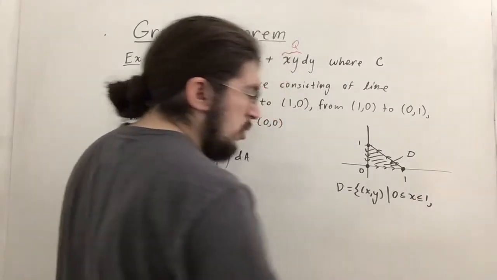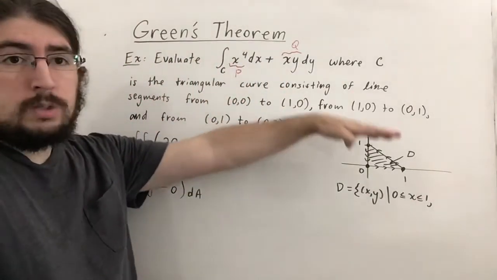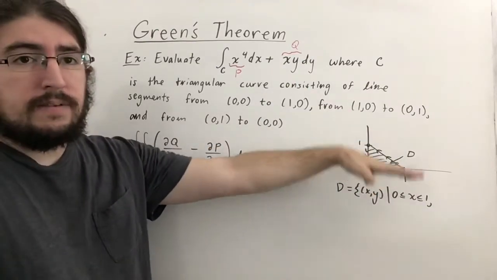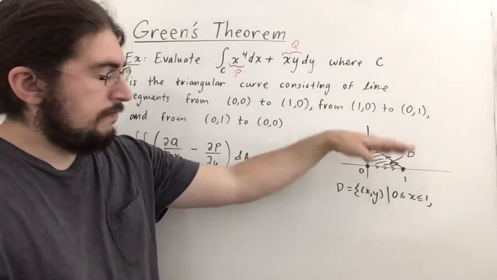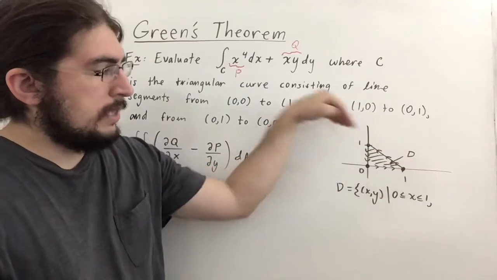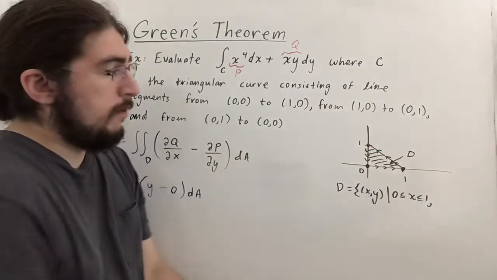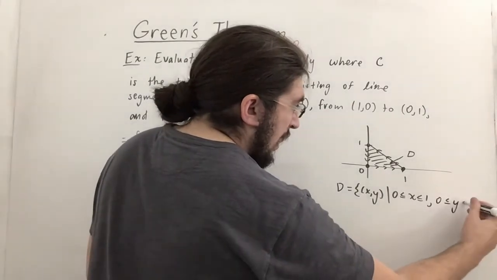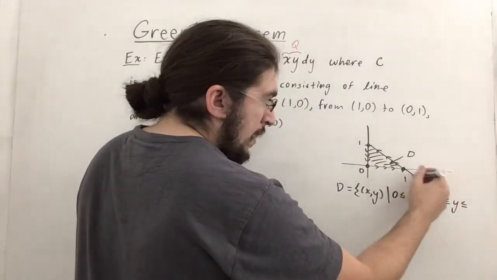and the y values are in between what curves? Well, the lowest y can be is 0, and the highest y can be is on this line. I was going to say the ceiling is this line, so to speak, for each x value. So y is going to be in between 0 and this line.